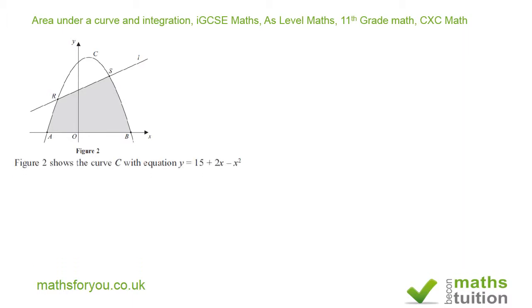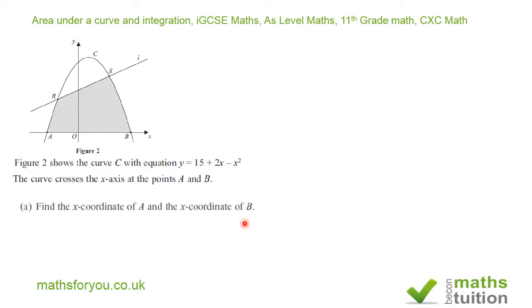It says figure 2 shows the curve C with equation y is equal to 15 plus 2x minus x squared. And then it goes on to say that the curve crosses the x-axis at the points A and B. And then part A says, find the x-coordinate of A and the x-coordinate of B. Now to find that, I have to find the x values from here, 15 plus 2x minus x squared.